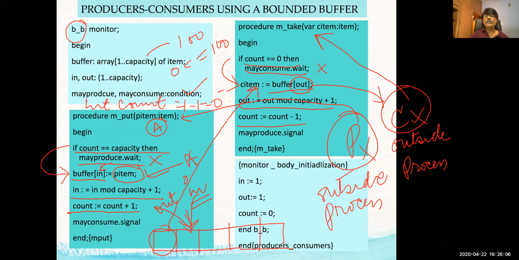So this is how the producer consumer will work. Now let us take a case where we'll understand why may produce dot signal or may consume dot signal is used. After explaining this, I'll end my class today, and next class I will start with memory management. So let us see how this may produce signal will work here.